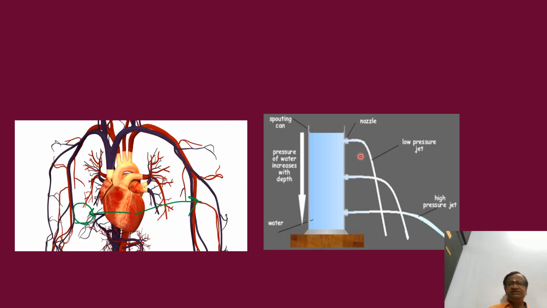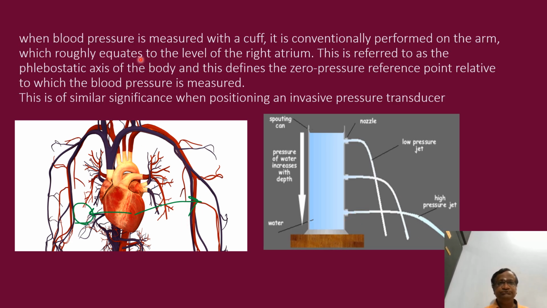Now there are pumps here. You can see the nozzle, the low pressure jet, the high pressure jet. It is conventionally measured on the arm, which roughly equates to the right atrium, what we call the phlebostatic axis. I will come to this phlebostatic axis later, when I get to the maths and physics of blood pressure, part 2.